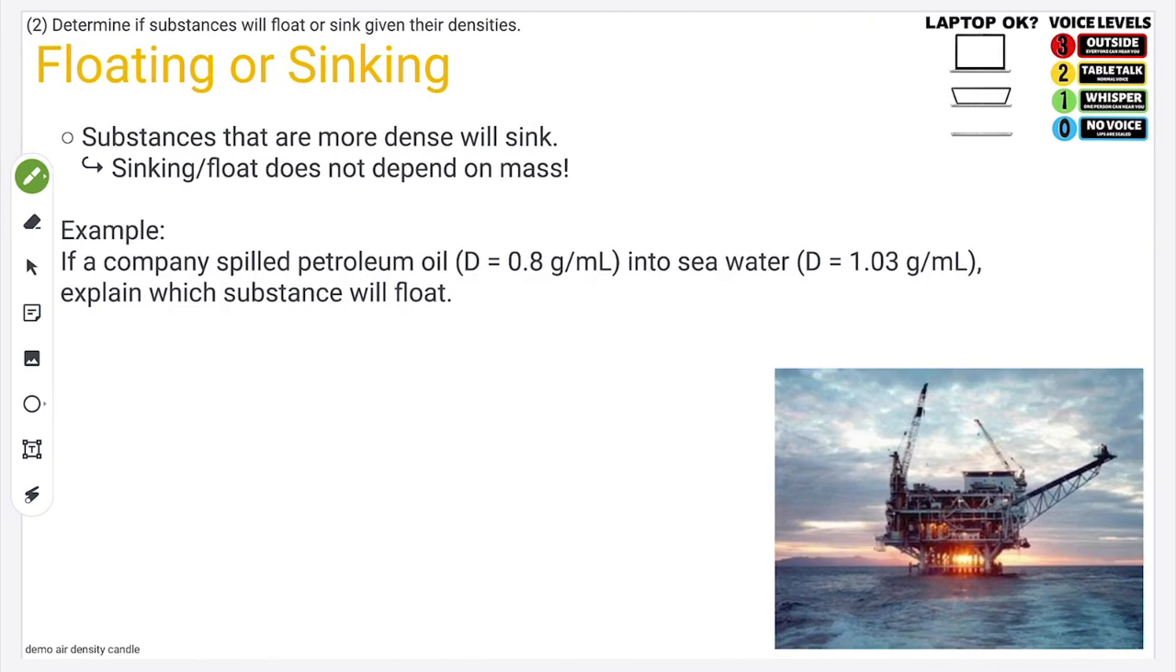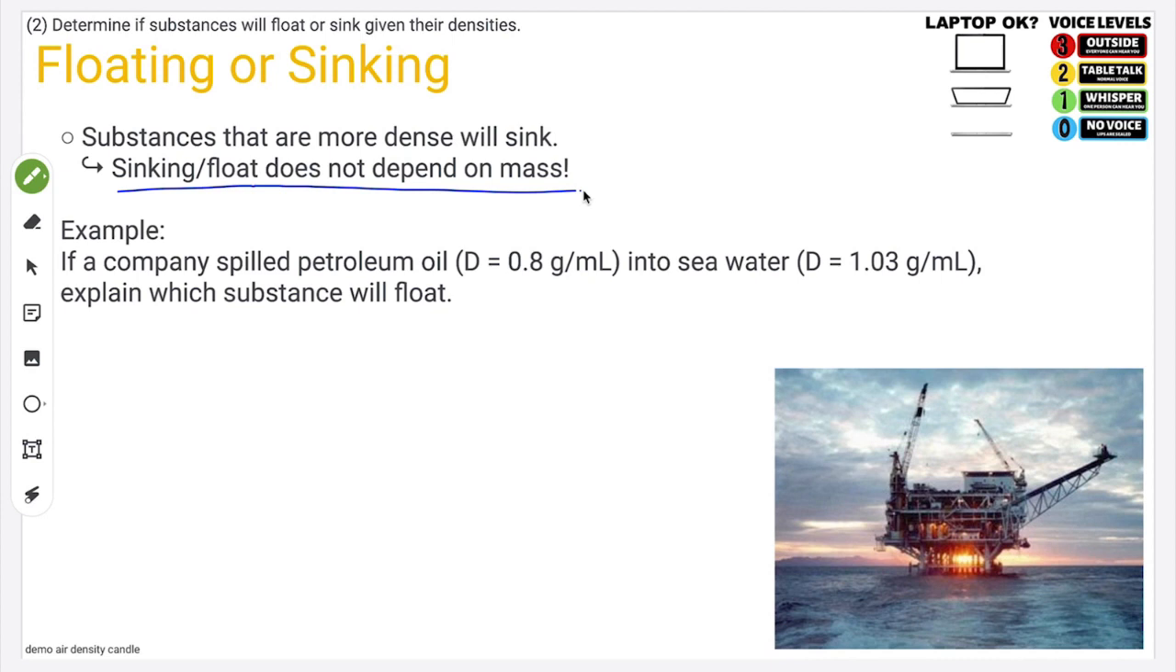Okay. This is the second objective. This one's real simple. Floating or sinking? Well, you may already know this. Substances that are more dense will sink. But there's a big misconception. Usually students think, hey, this thing is sinking because it's heavy. Well, sorta, but a more accurate statement would be it's sinking because it's more dense. Sinking or floating does not depend on mass.